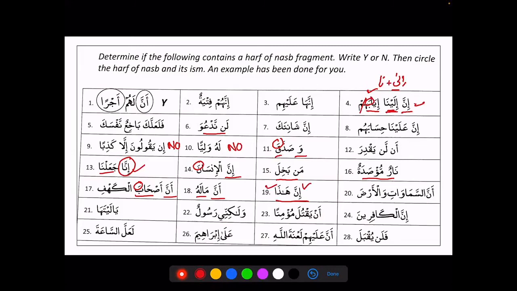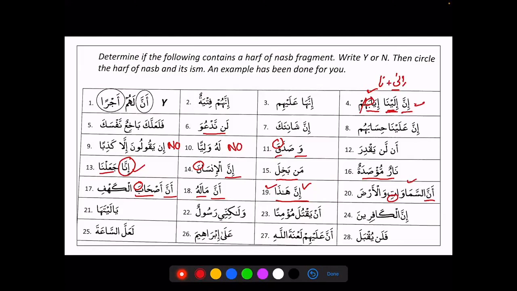Okay, anna samawati wal ardo. Yes. But this is samawati. It is an atun atin combination, an ending combination. Very good. So samawatun, samawatin, samawatin. There is no samawatan, right? So basically, this is ismu anna.